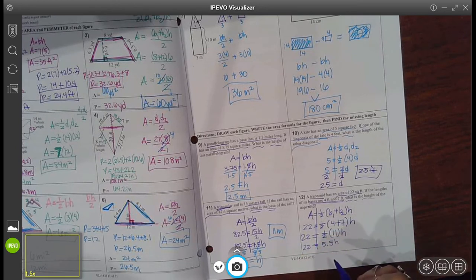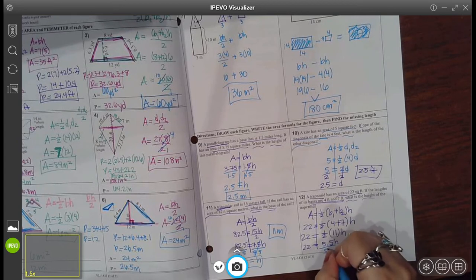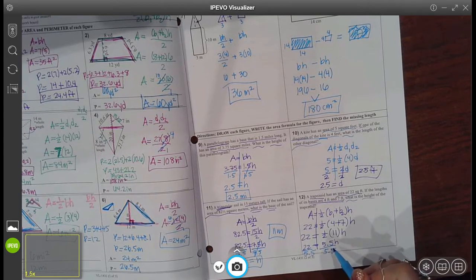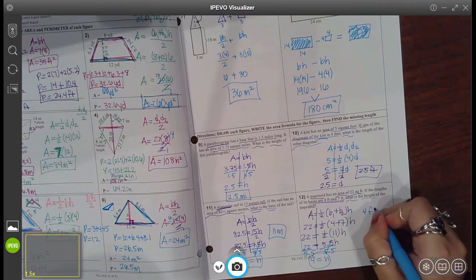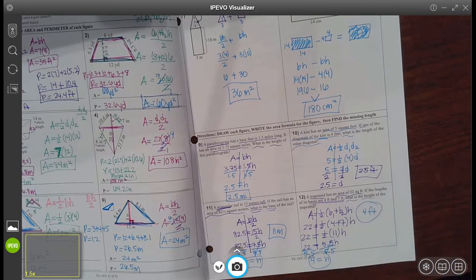And 5.5 times what equals 22? Well, to figure that out, divide both sides by 5.5. Whatever you do to one side, you got to do to the other. Now these cancel and become 1, because anything divided by itself is 1, and 1 times h is h. And on this side, 22 divided by 5.5 is 4. So your height was 4 feet for that one.